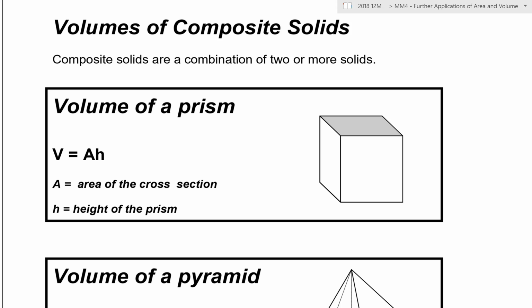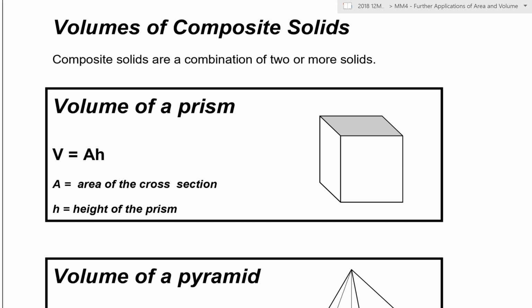This is going to be the volume of composite solids. This is either going to be the volume of a prism, which is the area of the base times the height. Area times height, volume of a prism, only formula 2. Or the volume of a pyramid, that is a third times the area of the base times the height. Prism, area height. Pyramid, a third of the area times the height.